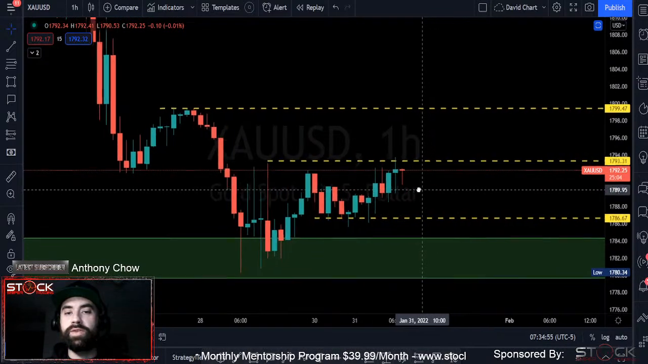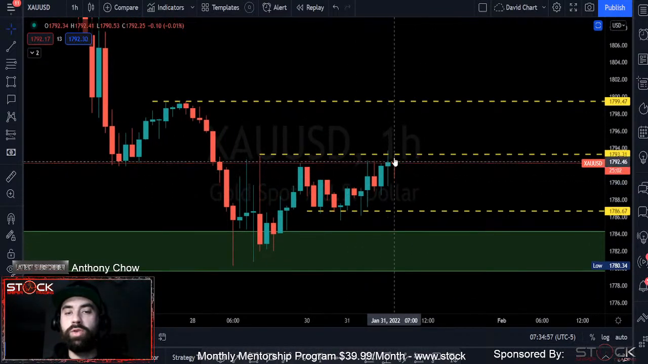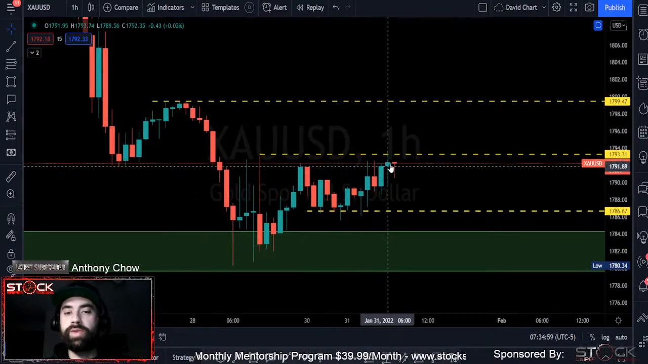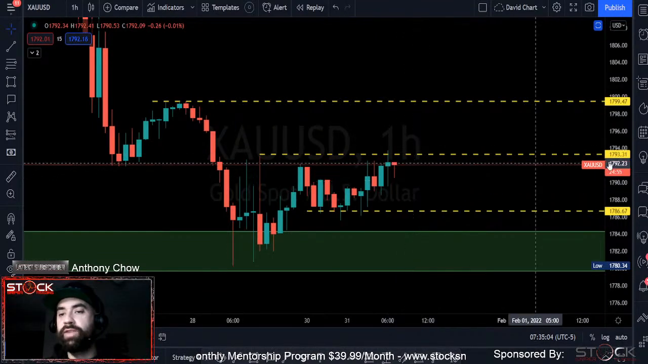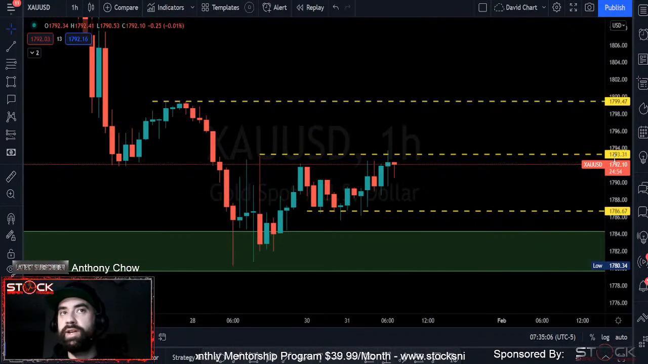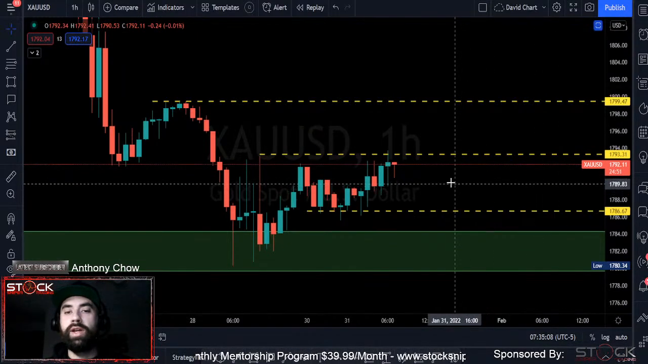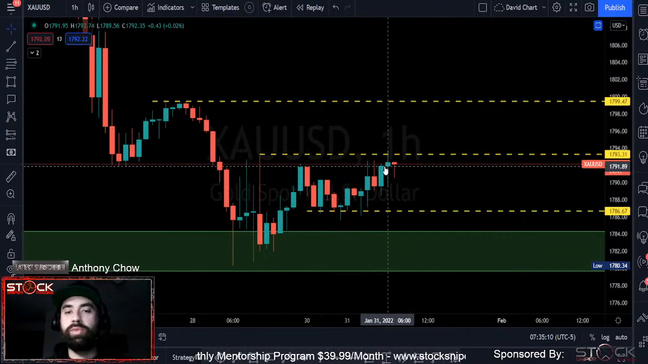You can see from the hourly, it's slow movement. Not much has been retraced just yet. We're now approaching that 1793.31 area, you can see on the right hand side, and it's looking like it's still making a nice little bullish uptrend here.